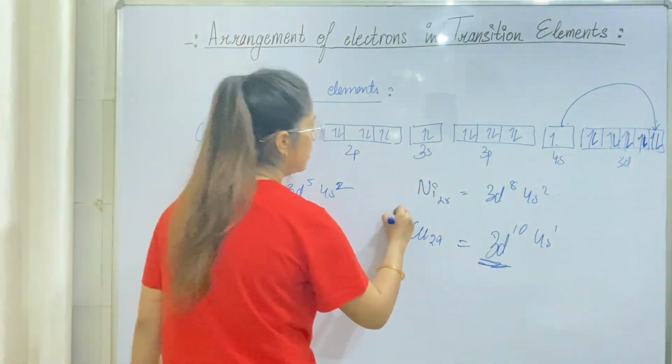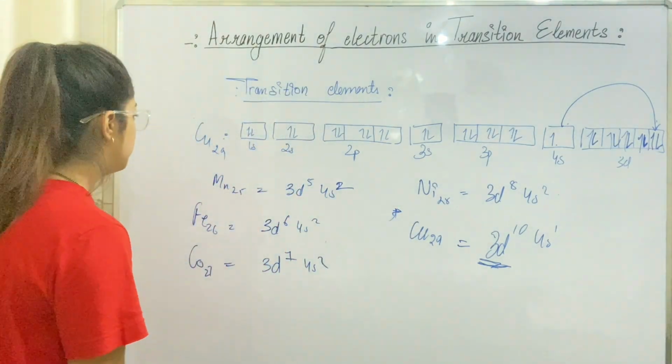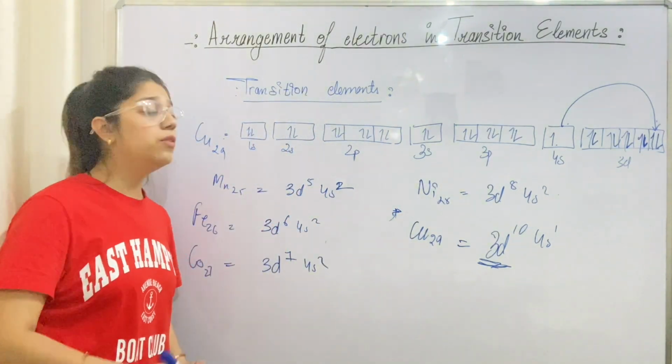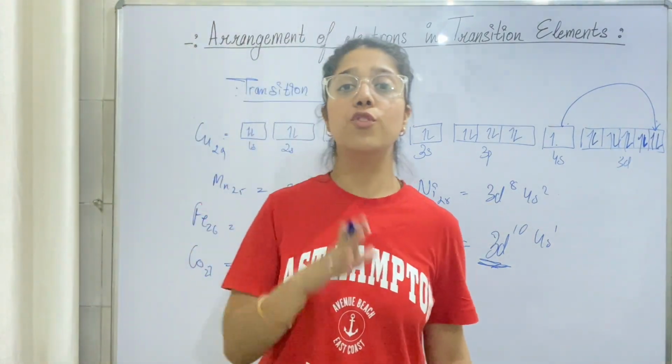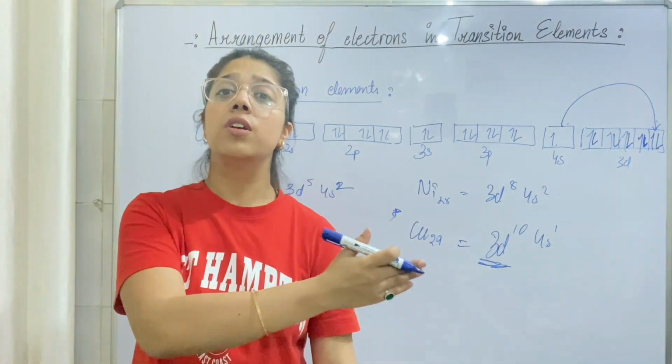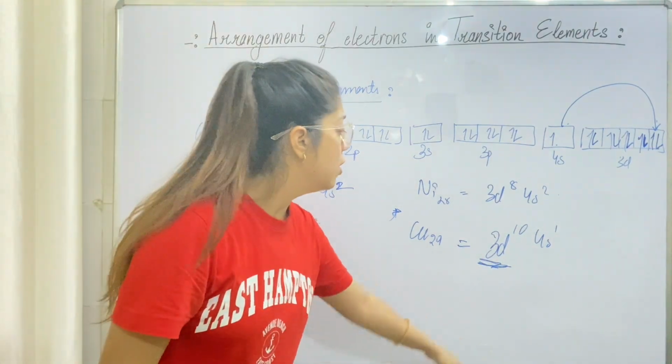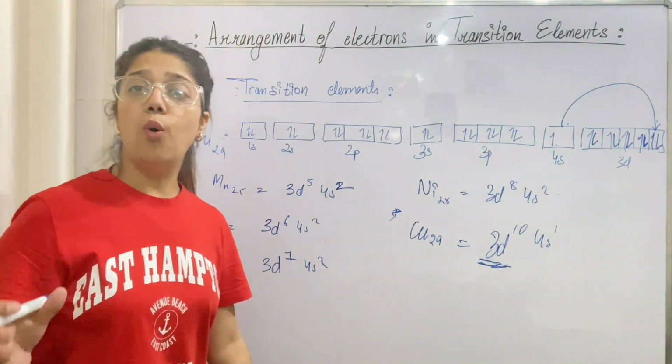So copper is also an exception. You have to keep in mind, for chromium and copper it is not 4s2. It is 4s1, 3d5 for chromium and 3d10 for copper. I hope this is clear to all of you.